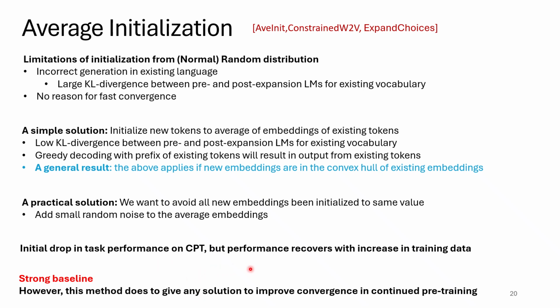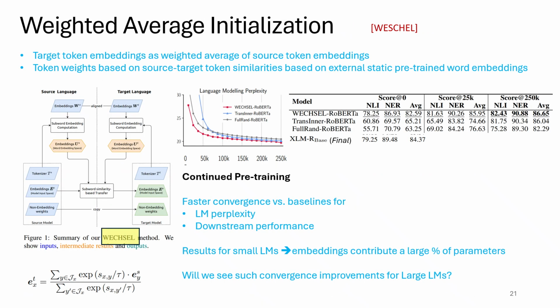But this performance drop decreases, the performance increases as you bring in more training data. And of course, you get the efficiency gain that you have with a better tokenizer with more vocabulary items. So broadly, to summarize, this is a strong baseline. However, this method doesn't give any solution to improving convergence in continued pre-training.